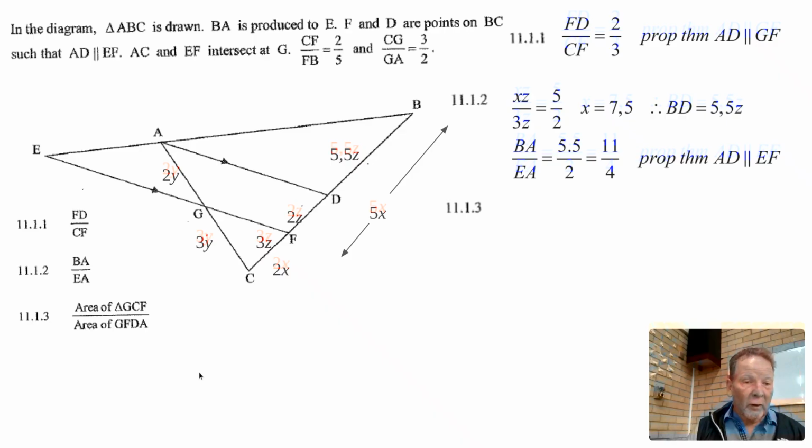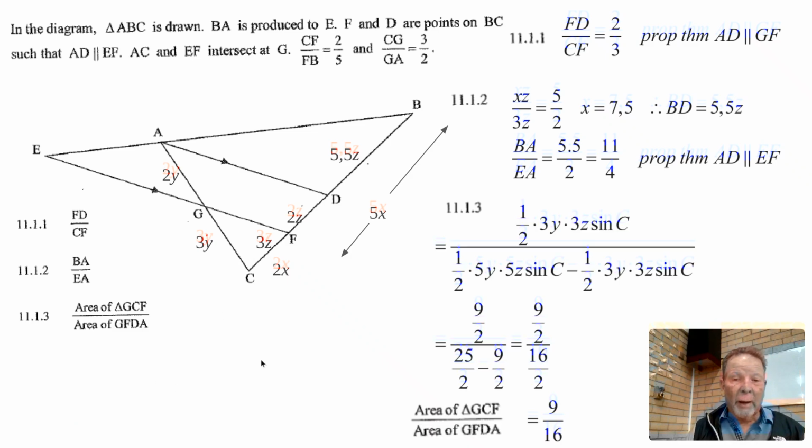Now, the next question is not hard if you remembered from your textbook or maybe looked at it before. It's all about the sine rule. I'm supposed to show the ratio of the area of this little triangle to the area of this little trapezium, so I have to figure that out. Well, first, the area of triangle GCF is 1/2 times the two sides, 3y times 3z, times the sine of the angle in between.